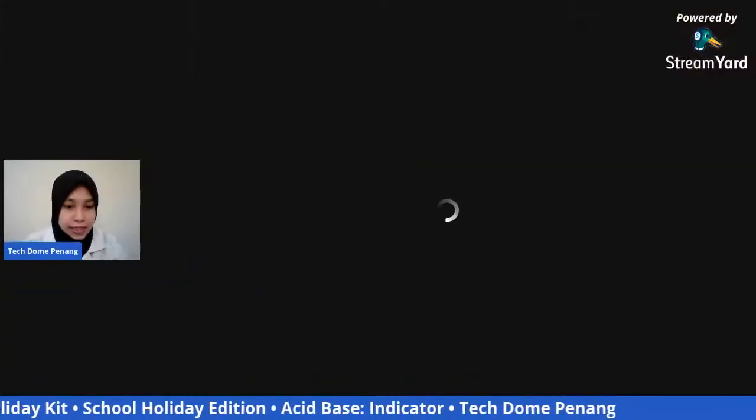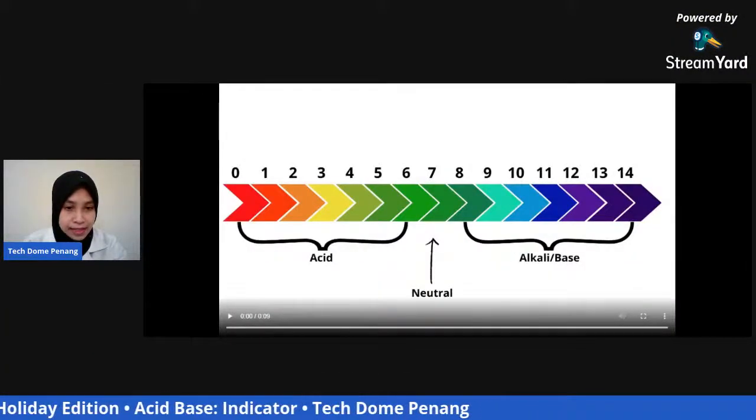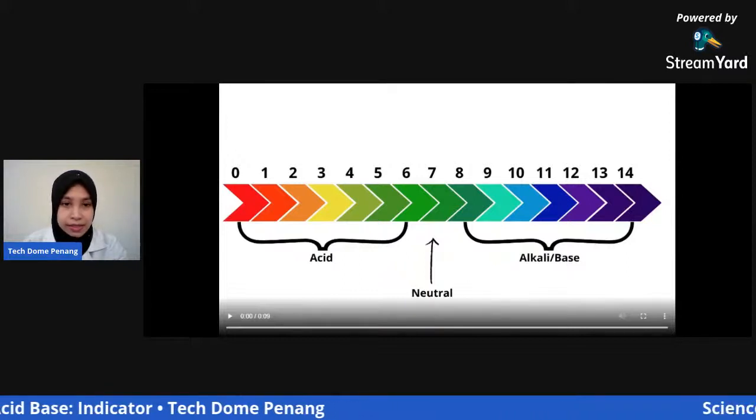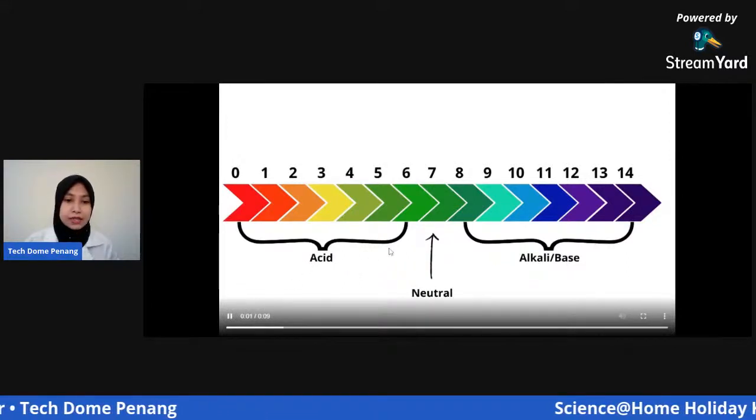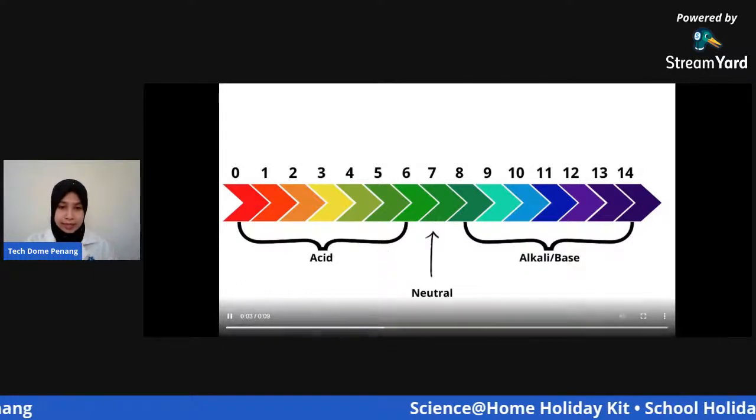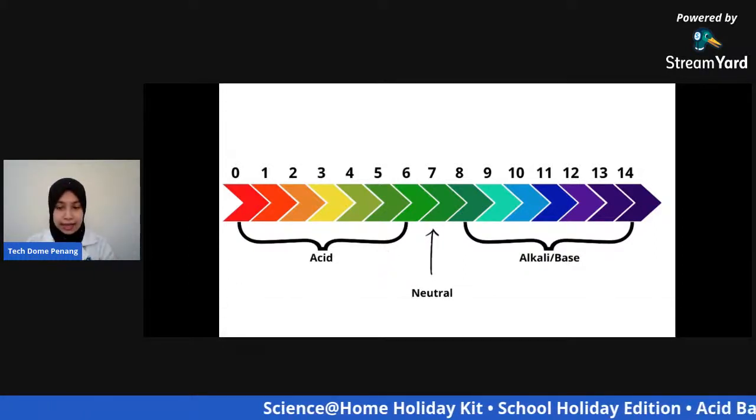Then these substances can have all these three characteristics: acid, neutral, and alkali. When we talk about acid, neutral, and alkali, we will also be introduced to the pH scale. I will show you the pH scale, like this one. So in the pH scale, we can see acid, neutral, and alkali.